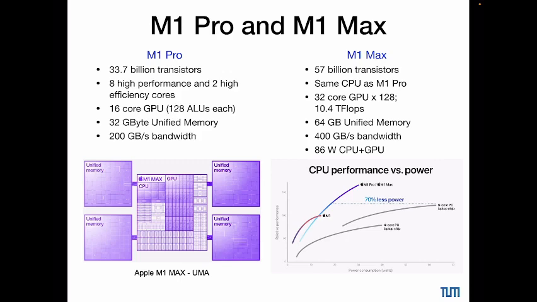We see the bandwidth here also, 200 gigabytes per second for the M1 Pro, and it's doubled for the M1 Max. The Skylake that is in SuperMOOC gives you about 250 or so gigabytes per second. So that's the bandwidth, how fast you can send data from memory to the processor and the other way. Yes.